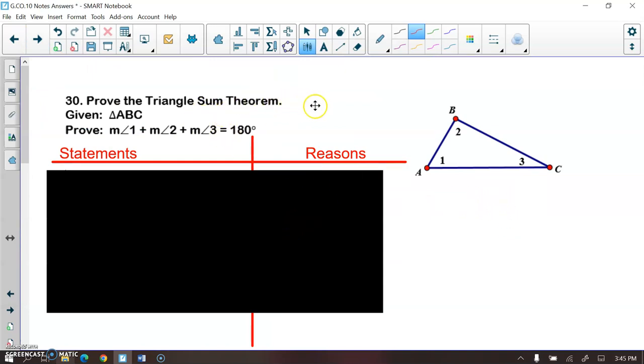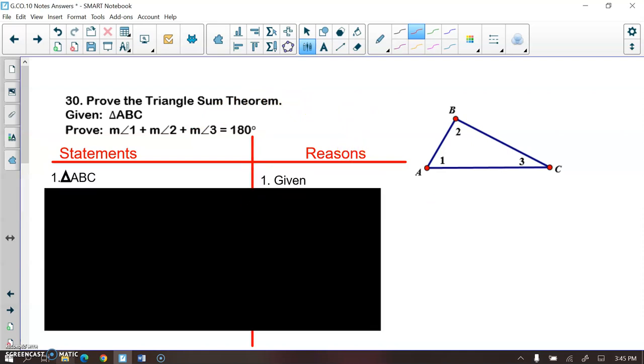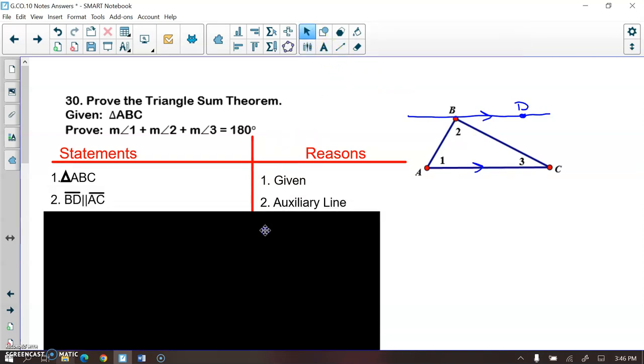We're going to prove the Triangle Sum Theorem. That means that we cannot use that in our proof. We are just given triangle ABC. Since we're just given this triangle, it may be worthwhile for us to draw an auxiliary line in. I'm going to draw segment or line BD, and I'm making that line so it's parallel to segment AC. So I need to state that in my proof. Segment BD is parallel to segment AC, and that's because I created that auxiliary line.